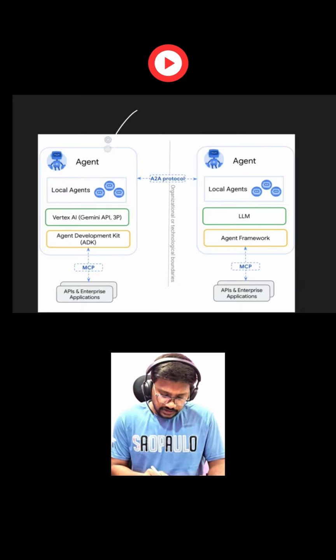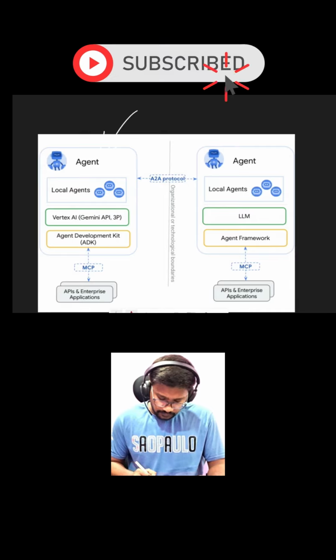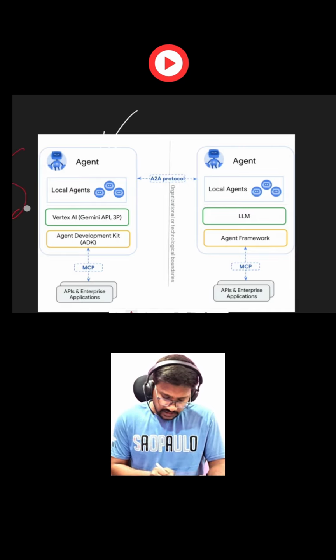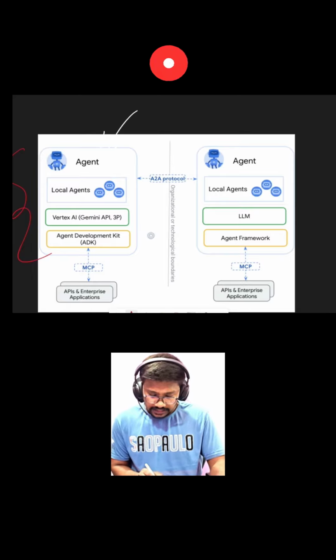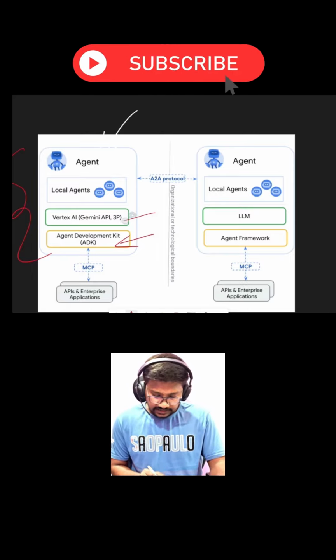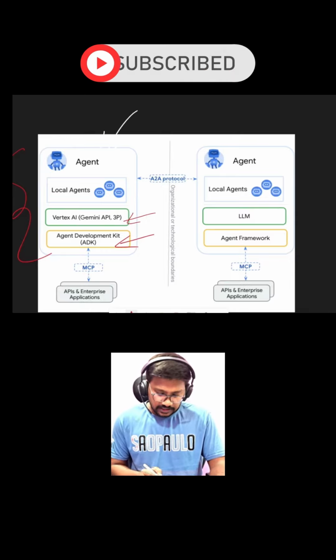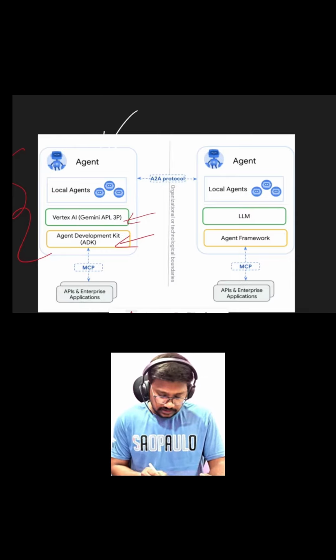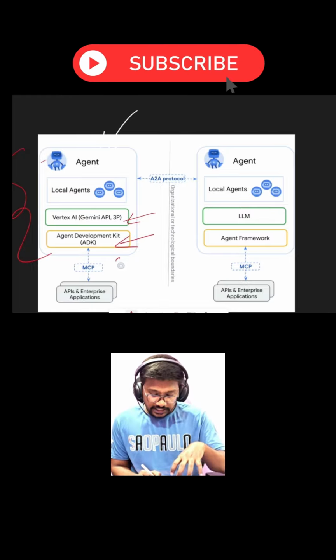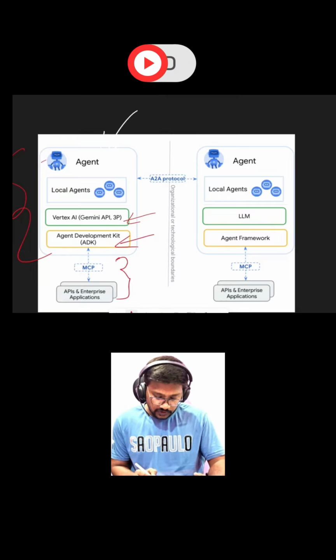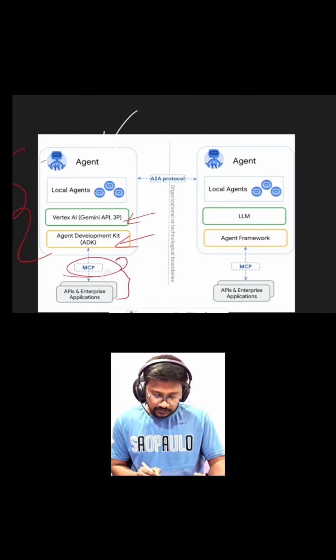So this is a simple architecture of the A2A protocol. We have an agent which was built on Google ADK and Vertex AI, or Gemini models. This is one of the local agents, and it can interact with the APIs provided by this enterprise through an MCP server.